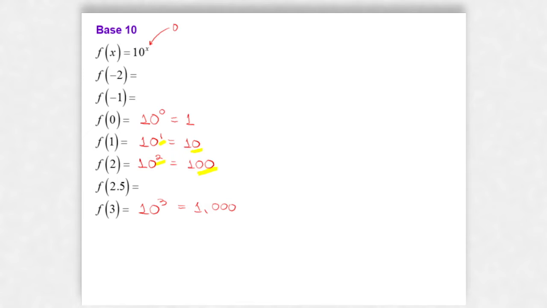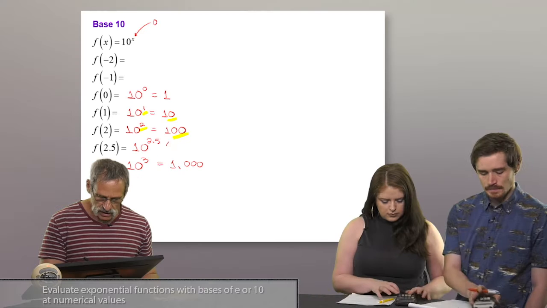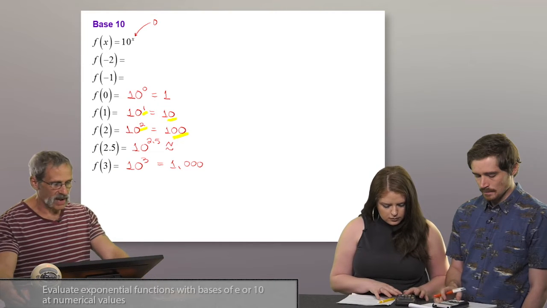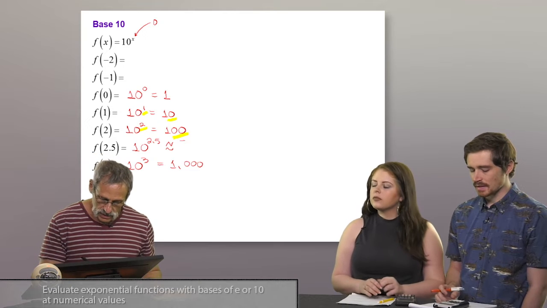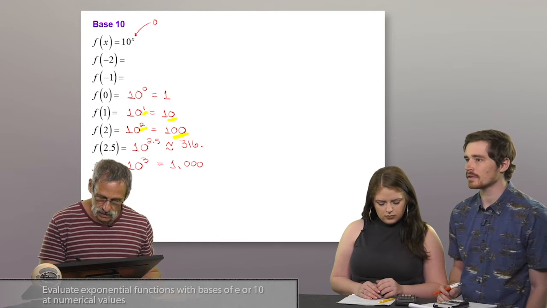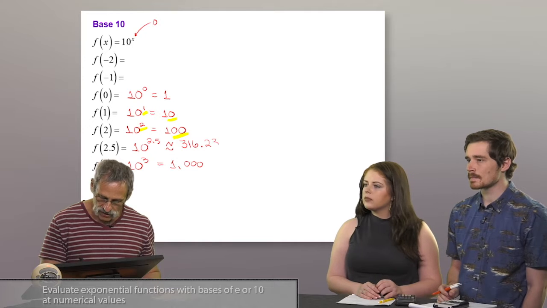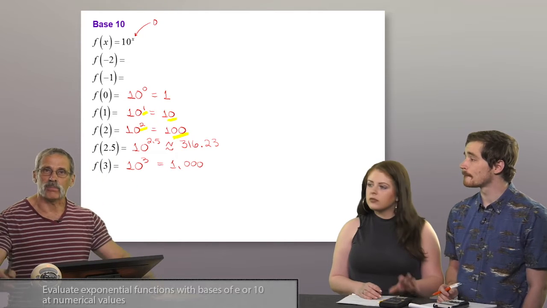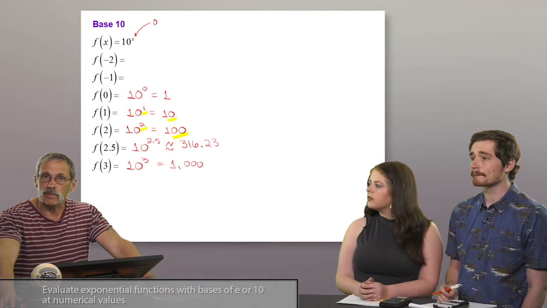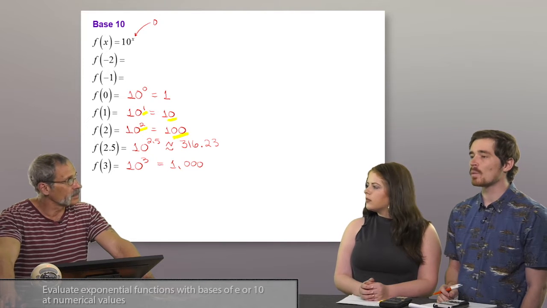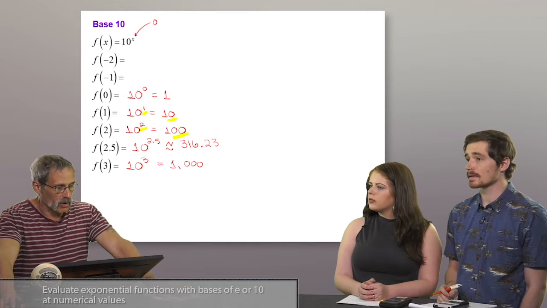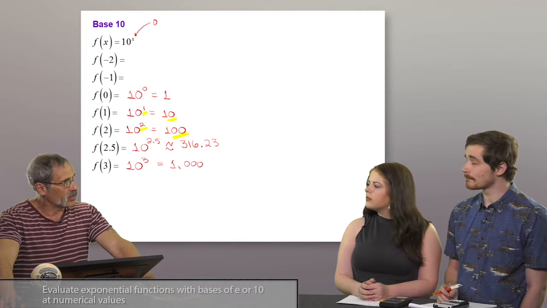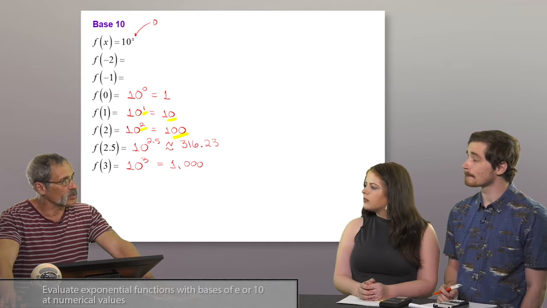Now 10 to the 2.5, that's a little harder. I got to turn to my calculator. You have to tell me what 10 to the 2.5 is. That is 316.23, roughly. So if you rounded to 2 decimal places, 0.23. So I use these approximation symbols. But this should feel correct because 10 squared is 100. 10 cubed is 1,000. So 10 to the 2.5 should be somewhere between them. Yeah, and 316.23-ish is somewhere between them.